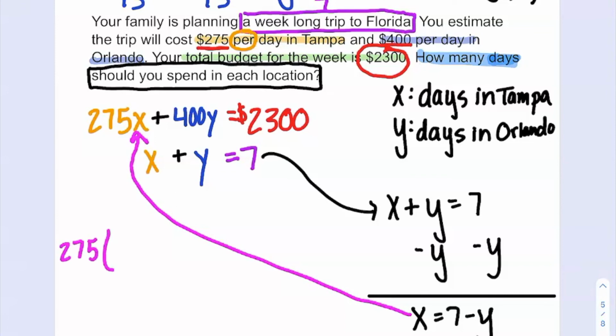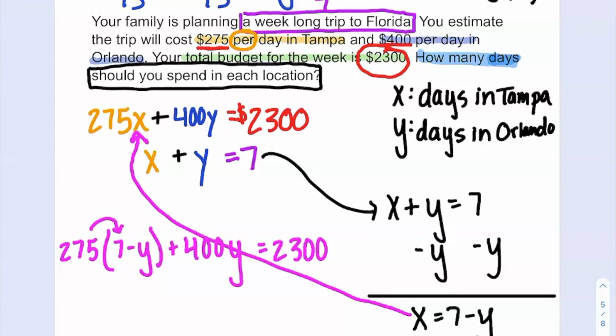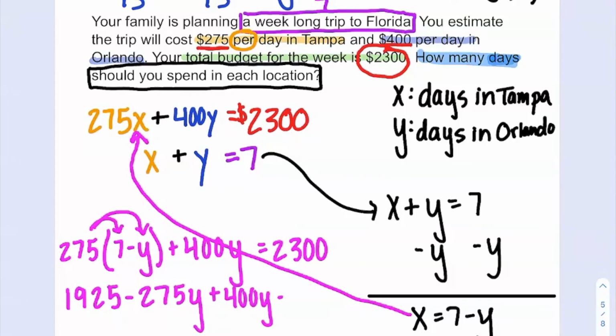275 times 7 minus Y plus 400Y is equal to $2,300. And just like with everything we've been doing, we're following the same steps. First thing is to distribute. 275 times 7 is 1,925 minus 275y, because you're multiplying those two, plus 400y is equal to 2,300. Second step is to combine like terms. Watch your negatives here. So I have negative 275 plus 400, which is 125.